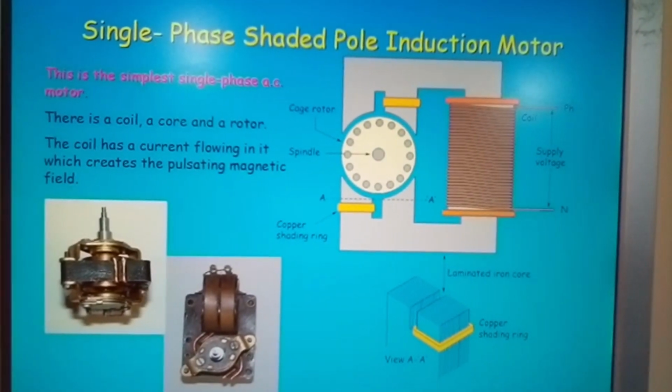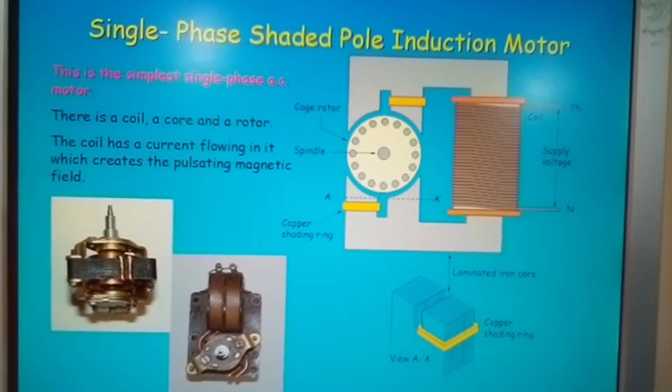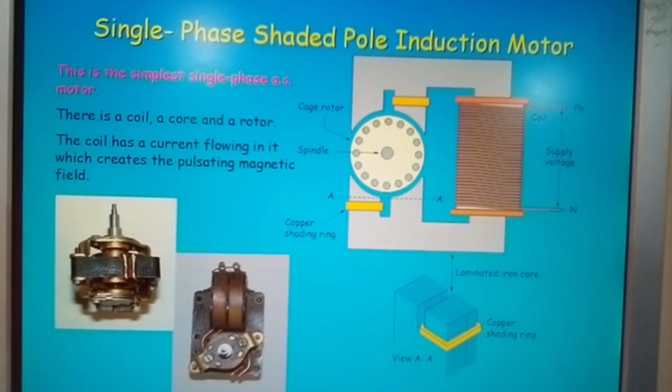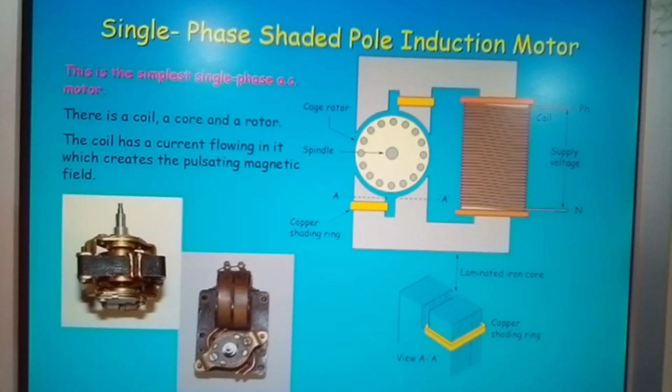And these are just various types of single phase motors. Shaded pole induction motor. This is the simplest of the single-phase AC motors.